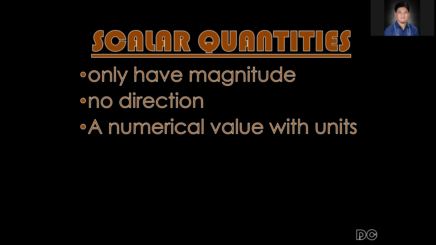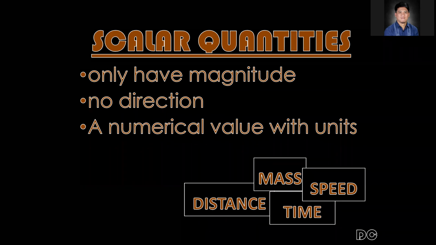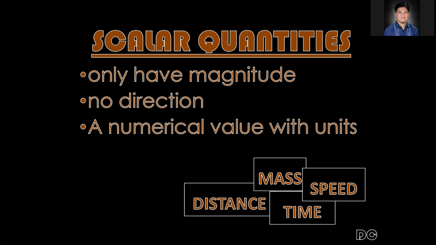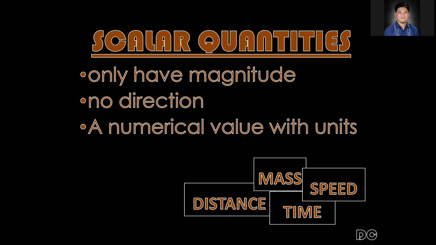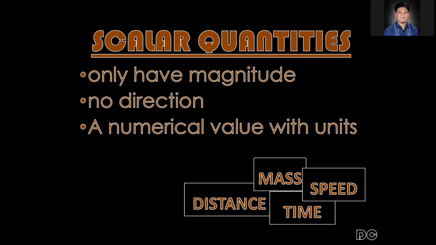Some examples of scalar quantities are distance, mass, time, and speed. These are just numerical values with units, and they have no direction. For example, speed is 9 meters per second. It is only a numerical value with units and it has no direction.